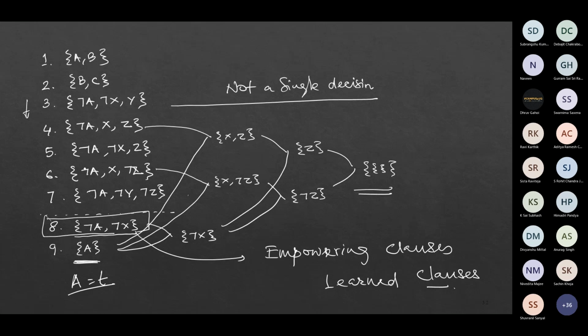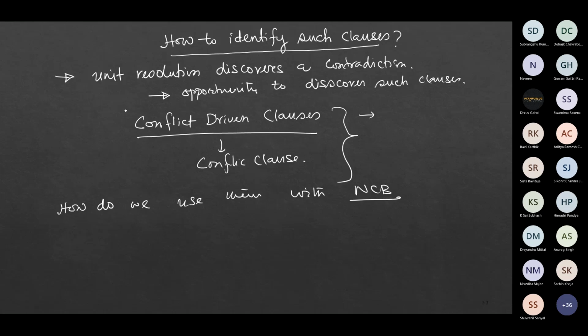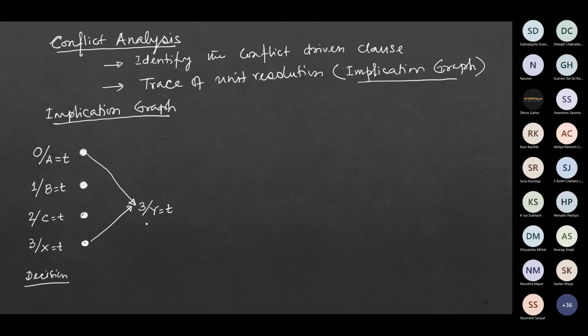We are assigning a to be true and x to be true. So these two become false, and that means y has to be set to true. And that we are doing with the third clause, right? So this type of node is called the implied node.